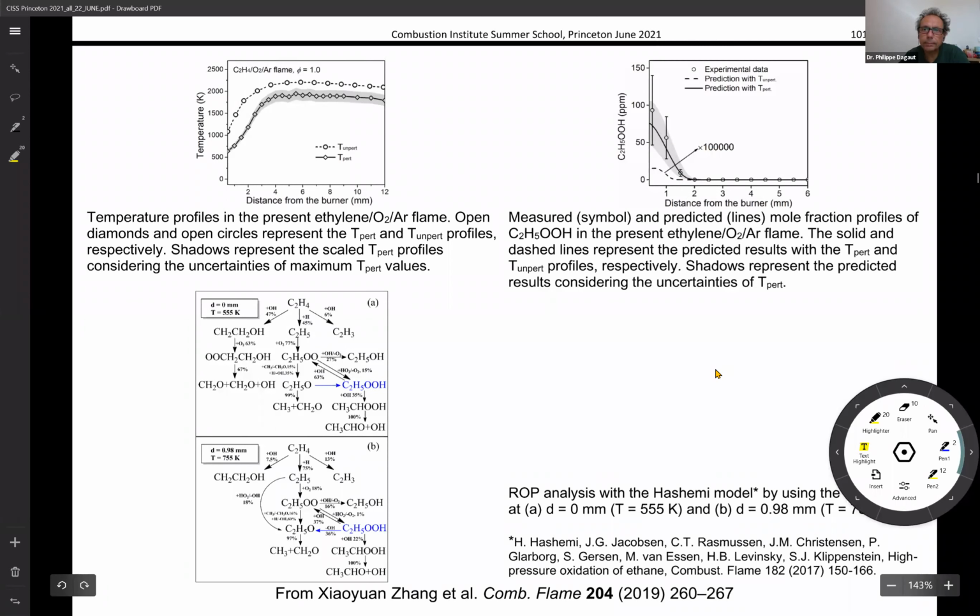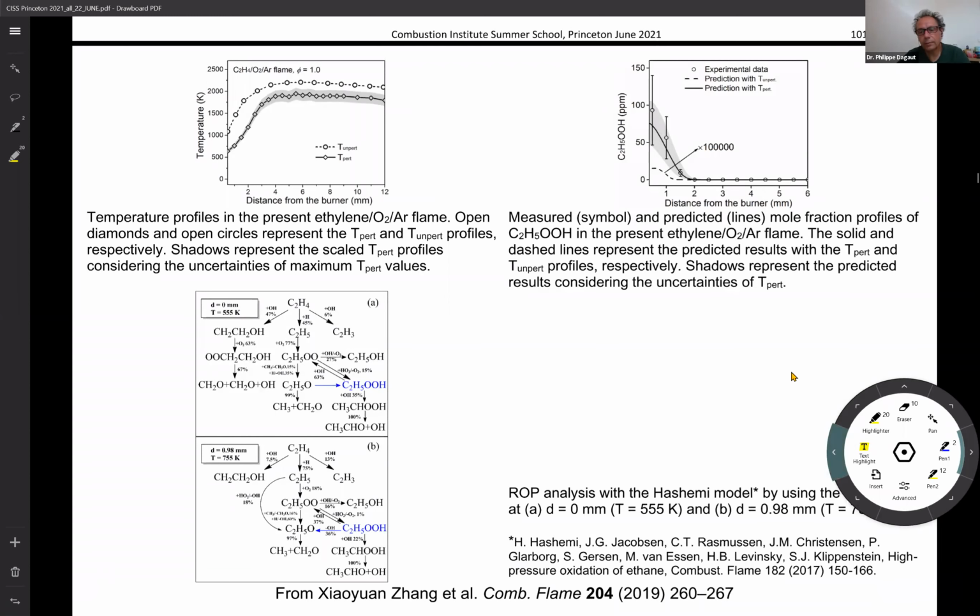And if we run the simulations without taking into account possible perturbation of the flame, we don't get this dotted line. We get this dotted line, but 100,000 times less important, so it's almost zero. But then if we consider that the temperature here drops by quite a bit, then we are within the experimental error as shown here.